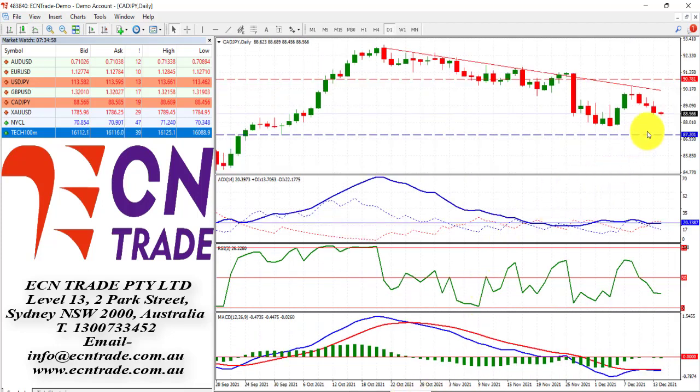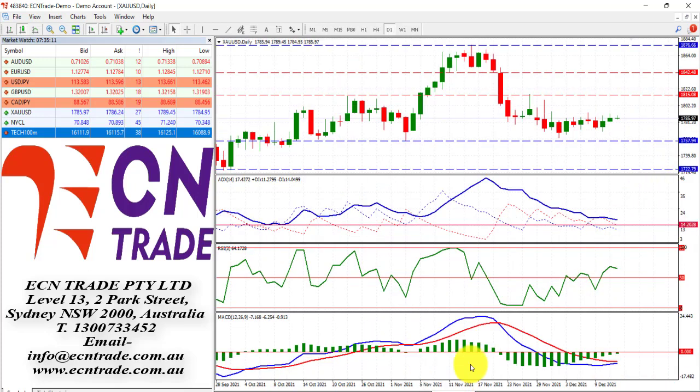CAD yen is still breaking down and still preferred from that rejection, and the long-legged doji looks towards 87.20-30 and then reassess from there. So there's still a bit more room to see a further slide.